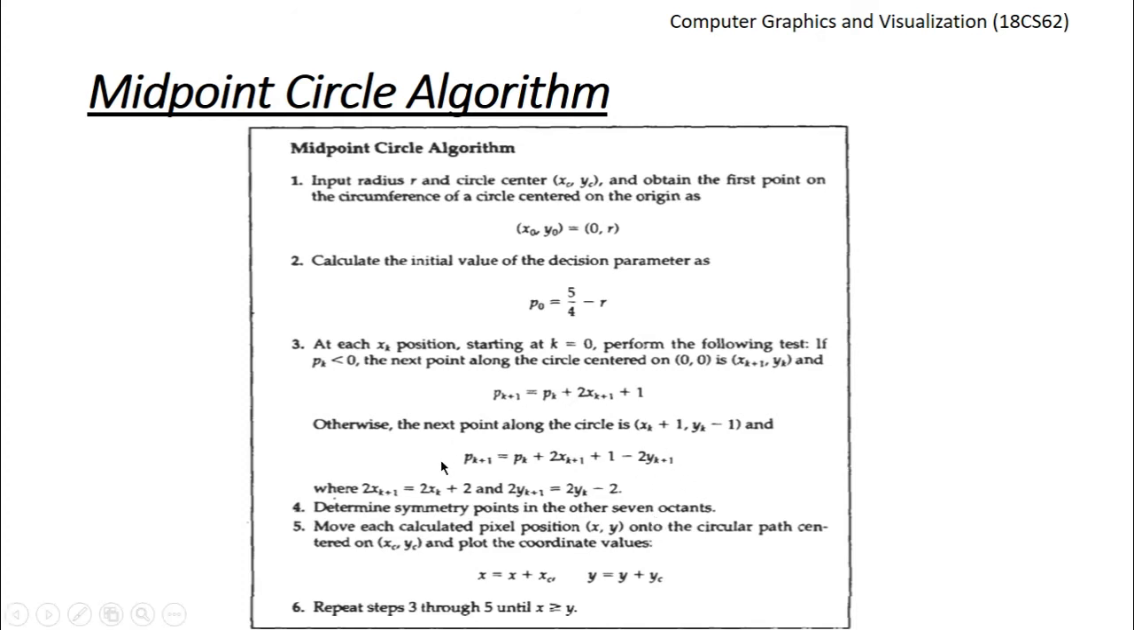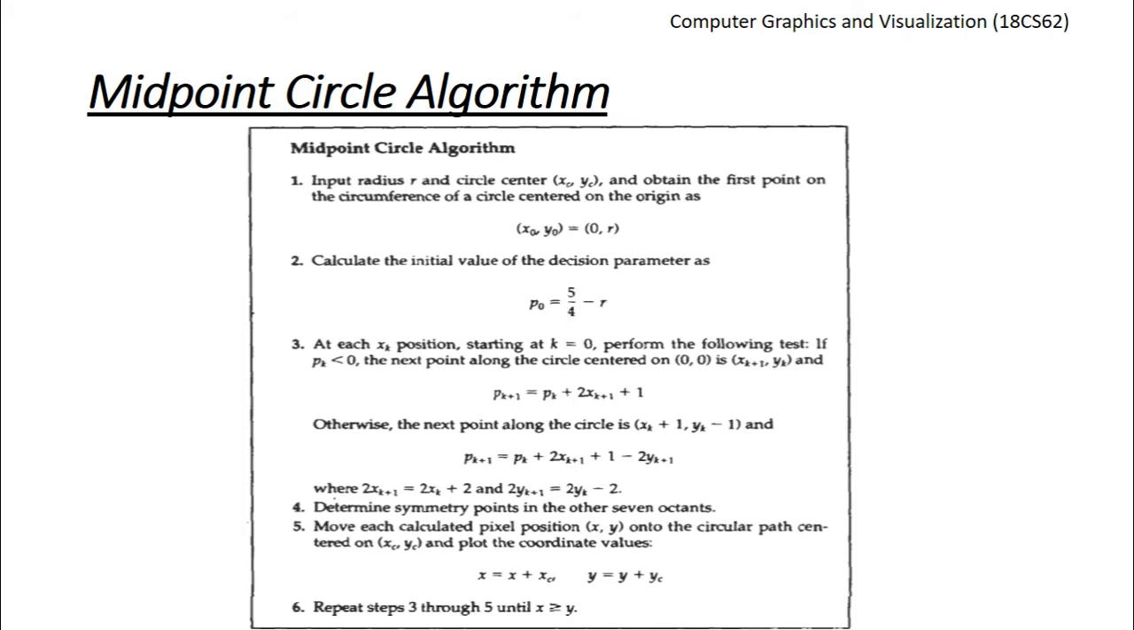I hope it's clear till step number 3, very important steps. First step, we input the value of the radius r and the center position xc, yc, and obtain the first point on the circumference of a circle centered at the origin, (x0, y0) equals (0, r). That is the first step. Second step, we compute the initial value of the decision parameter p0 equals 5/4 minus r. Remember, if the value of the radius is an integer, you can directly replace this 5/4 by 1. So p0 can be computed using 1 minus r directly if the radius is an integer.